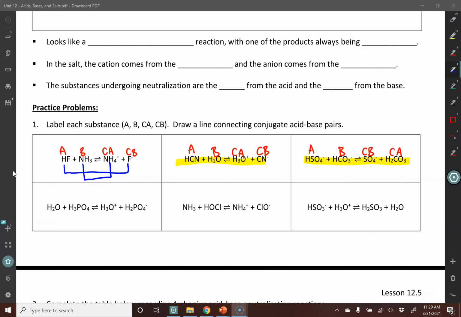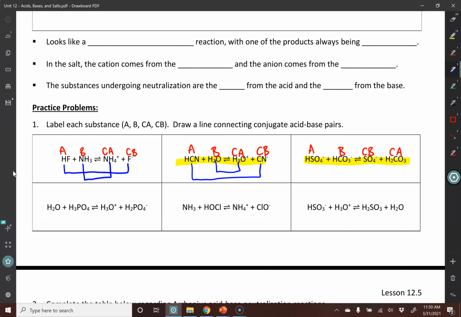So in the middle problem, I've labeled HCN as my acid because it is losing a proton. It's donating a proton as it goes from reactants to products. That makes water my base in this example because it's accepting a proton. In the reverse reaction, H3O+ is donating, so it's a conjugate acid. The cyanide ion is accepting a proton, so it's behaving as a conjugate base. So I have my conjugate acid-base pairs.